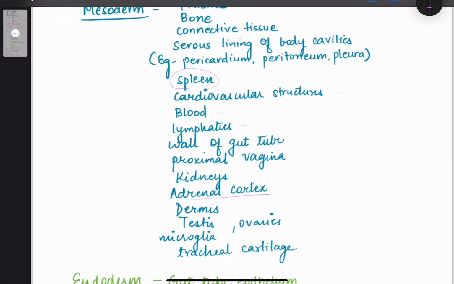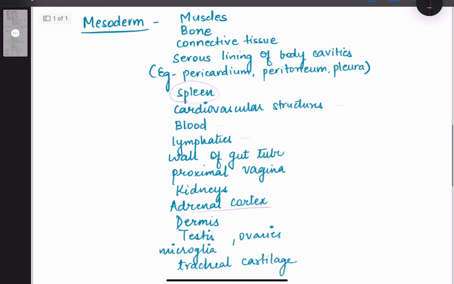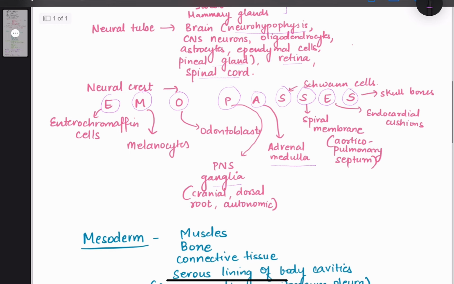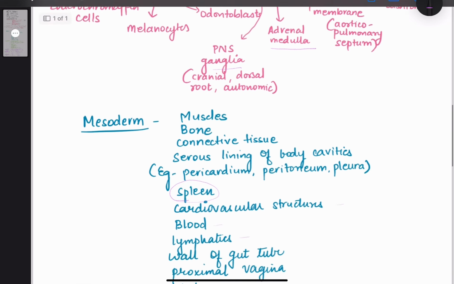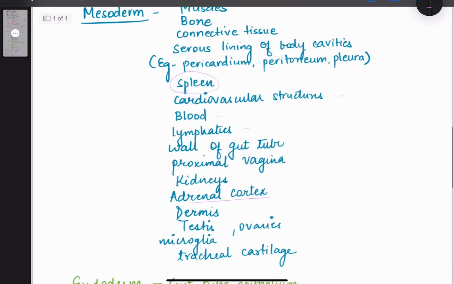Wall of the gut tube, proximal vagina, kidneys, adrenal cortex, dermis, testis, ovaries, microglia, and tracheal cartilage. So you need to remember these derivatives of mesoderm, especially the most important is the adrenal cortex, whereas adrenal medulla is by neural crest. Spleen is one thing that is frequently asked.